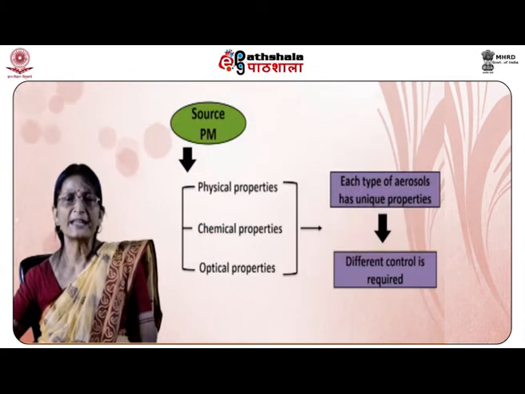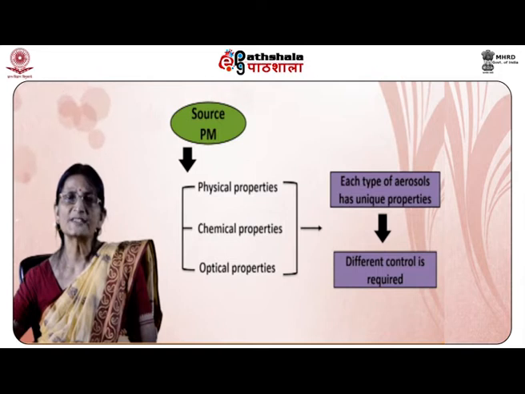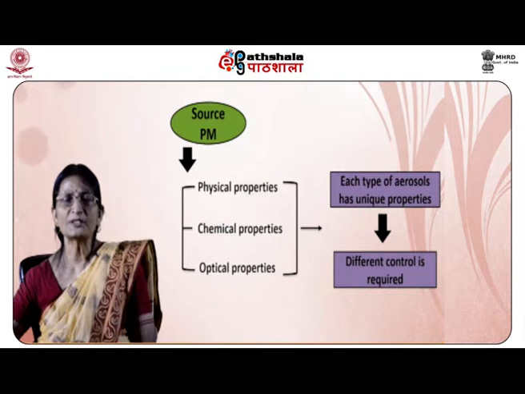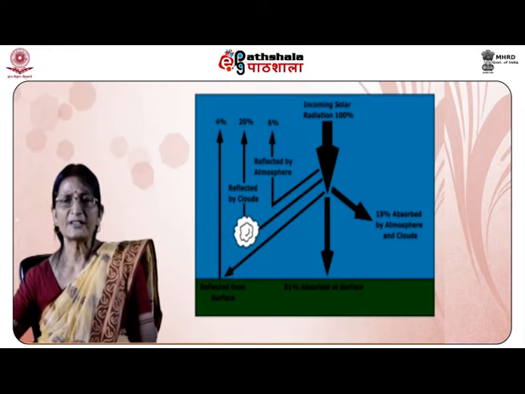Particles produced by any particulate matter source have specific physical, chemical and optical properties. So particulate matter can actually be viewed as several pollutants rolled into one, since every type of aerosol has its unique properties and sources, and their control measures are also different. The effects of particulate matter can be far-reaching.